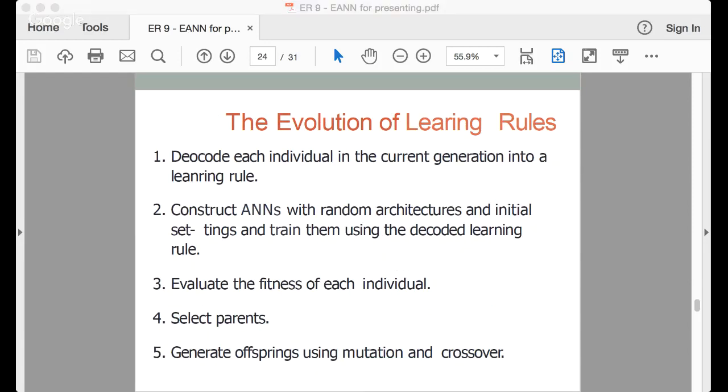The evolution of learning rules. Decode each individual in the current generation into a learning rule. Then construct EANNs with random architectures and initial settings, and train them using the decoded learning rule. Then evaluate the fitness of each individual, which is a must. Then you can select the parents based on the fitness values in order to generate offspring using mutation and crossover.